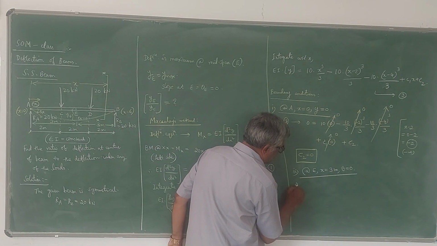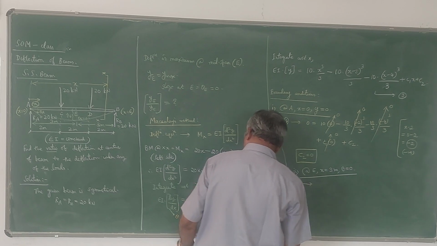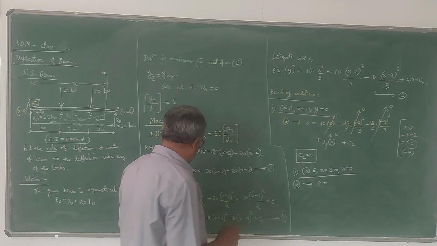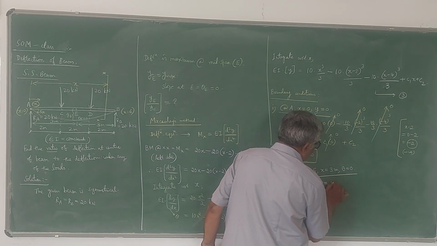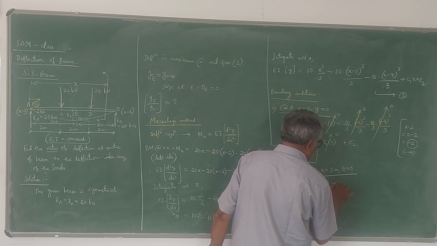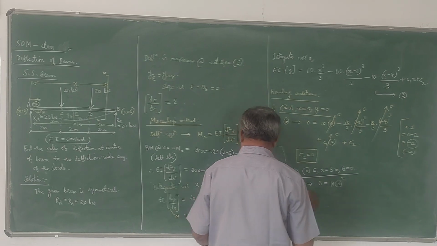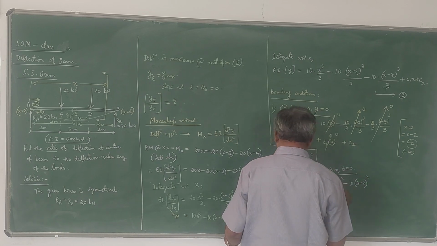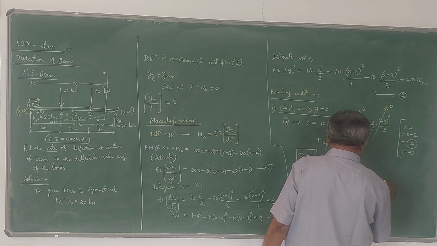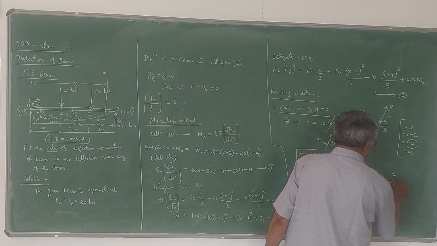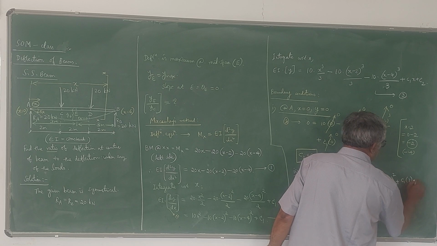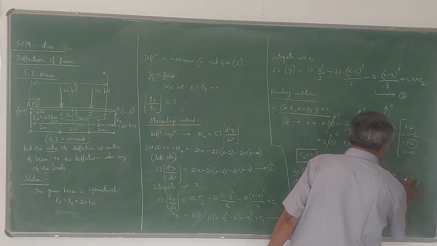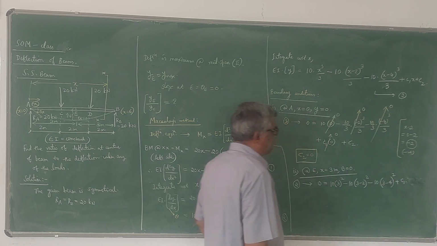Substituting this in equation 2, we get EI into theta. Theta becomes 0 here, so LHS becomes 0, equal to 10 into 3 square, minus 10 into (3 minus 2) whole square, minus 10 into (3 minus 4) whole square, plus C1 into 3, plus C2. Yes, this is the equation.